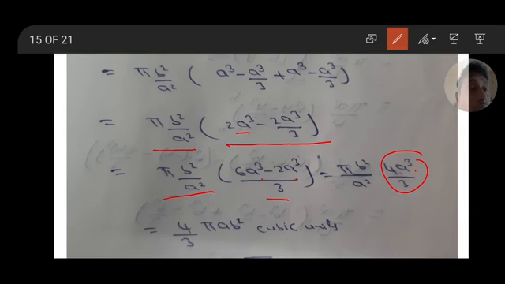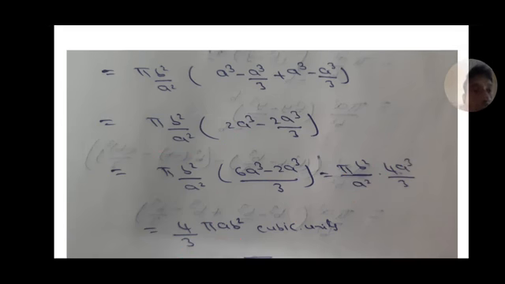Pi b square by a square into 4a cube by 3. The a square and this cube will be cancelled. Okay, only one a remains. So 4/3 pi into a remains. So 4/3 pi into a into b square cubic units is the volume of the solid when the ellipse is revolving about its major axis, that is x-axis.